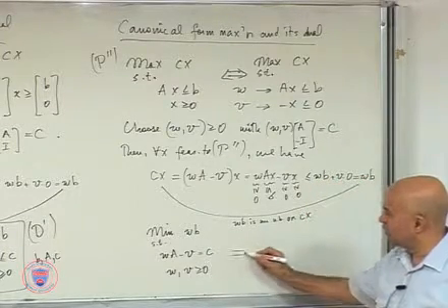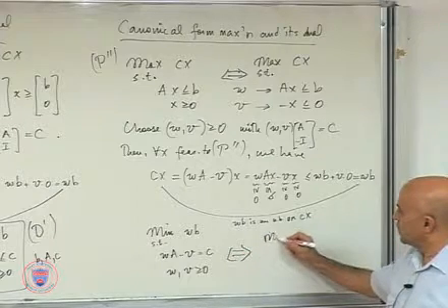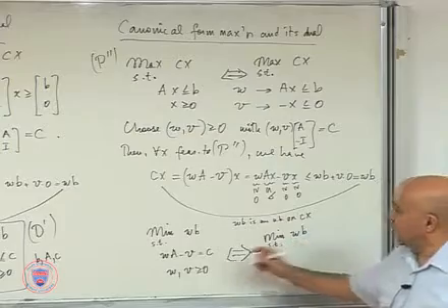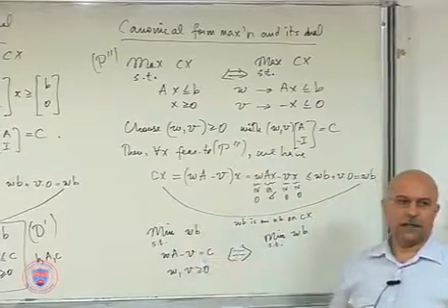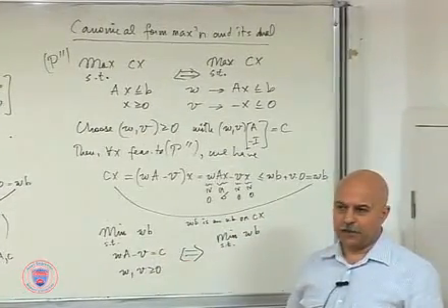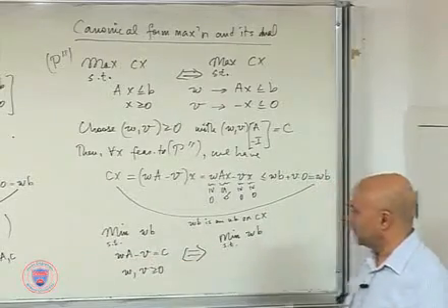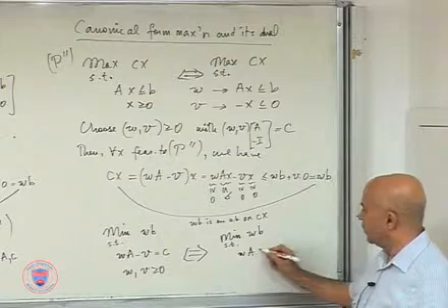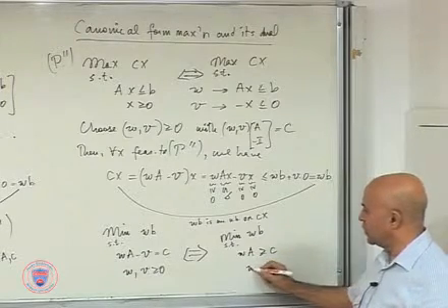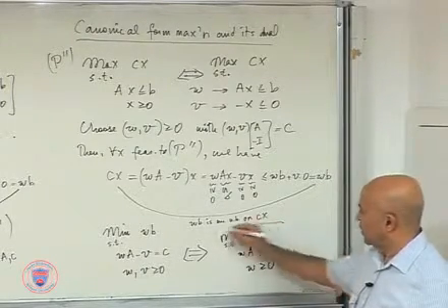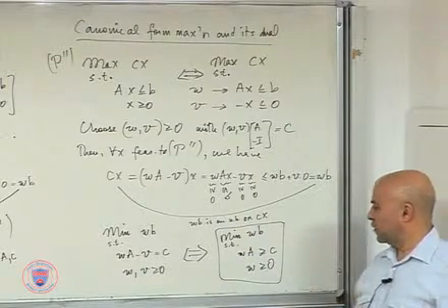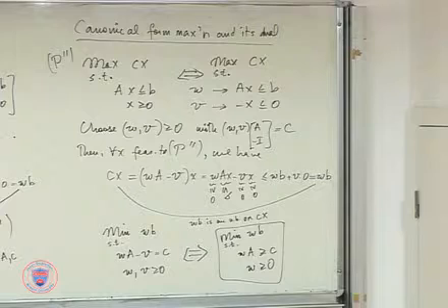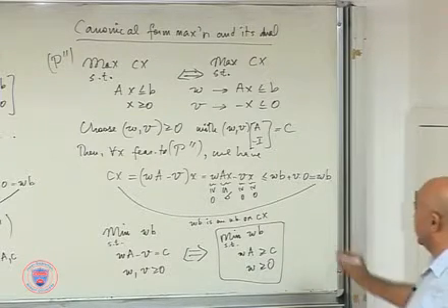which is equivalent to the minimization of WB subject to, well, just think of V as a vector of surplus variables, which you subtract from WA. So if you drop the surplus variables, you have this kind of constraints with variables only in W. Okay? That's your dual.